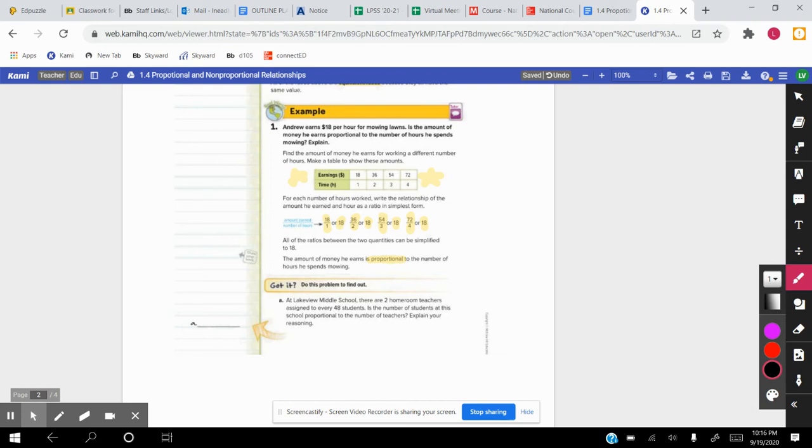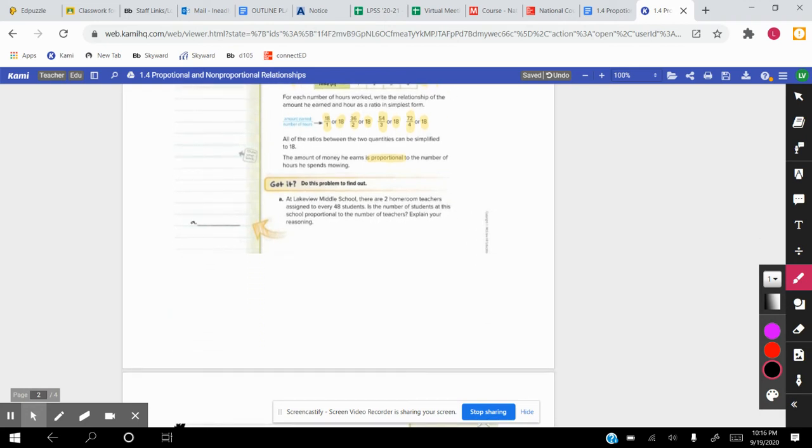Letter A. At Lakeview Middle School, there are 2 homeroom teachers assigned to every 48 students. Is the number of students at the school proportional to the number of teachers? And explain your reasoning. So here I'm going to take the information of 48 students to 2 teachers. I'm going to find the unit rate.